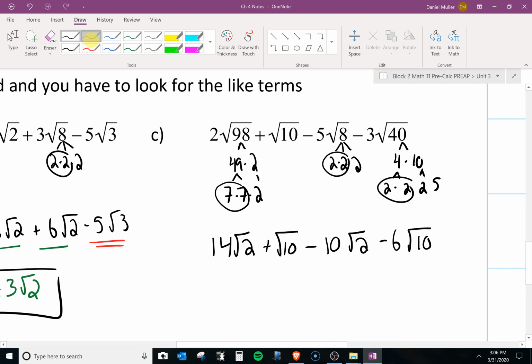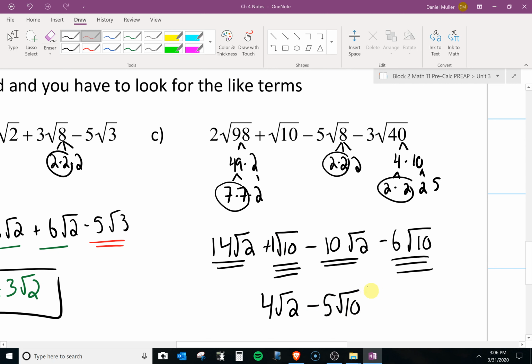So now I can look this over. Is there anything in common? Well, there's a 14 root 2 and a negative 10 root 2. So if I have 14 and I take away 10, I've got 4 root 2's. And then looking here, I've got this square root 10 and this negative 6 root 10. Now there is a 1 here. So if I have 1 root 10 and I take away 6 of them, then I'm left with negative 5 root 10. And that can't be simplified. That is the simplest way to write that.